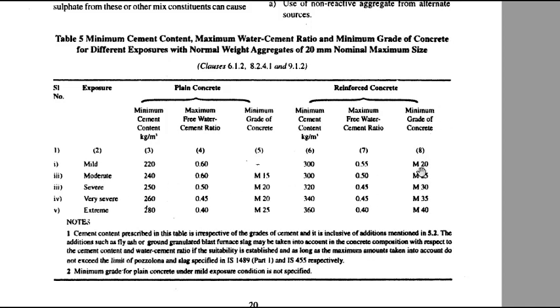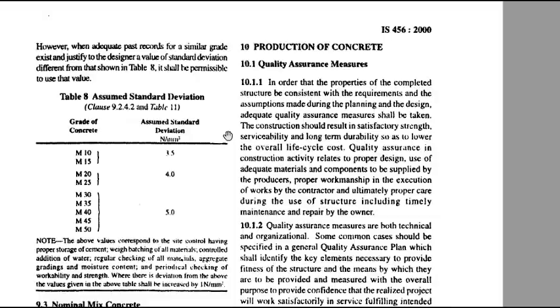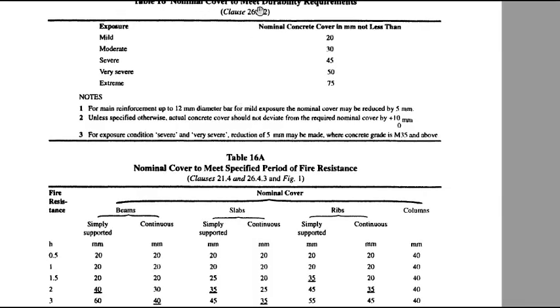You cannot go with M20. So as per the environment, you select the exposure condition. For cover, let us see what is the criteria for cover. So here you see nominal cover to meet durability requirement. For moderate exposure, what is the concrete cover which you should go for? You should go with 30 mm as the concrete cover.